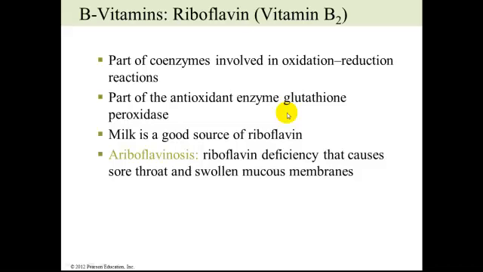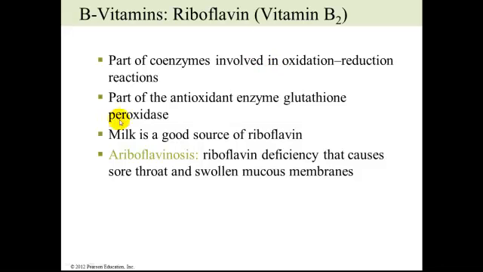Now the next is riboflavin or vitamin B2. This is also going to be important in creating coenzymes, specifically the coenzymes FMN, which is flavin mononucleotide, and FAD, flavin adenine dinucleotide. Okay. These are going to be important in terms of energy-producing pathways.